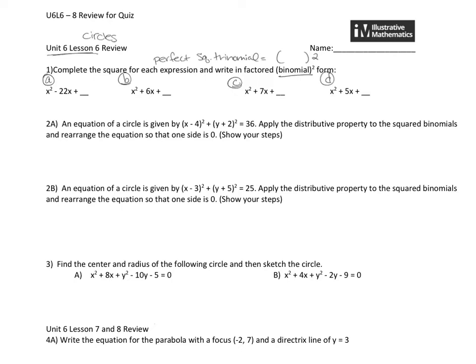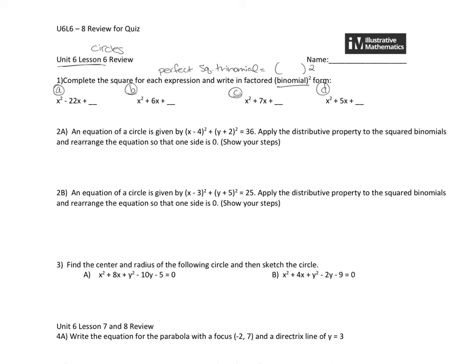So as a reminder, in order to write a perfect square trinomial, to find our C term, I would take my B term and divide by 2 and square it. So remember, my C term was equal to B divided by 2 squared. So let's do that in this first one. That would be negative 22 divided by 2 squared. That would be negative 11 squared, and that's 121.